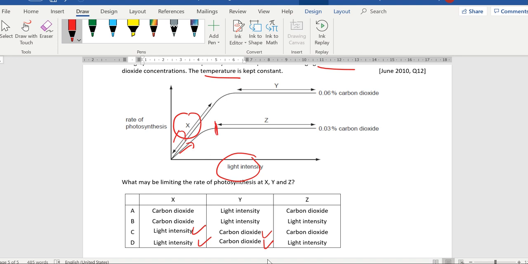At Z, we can see here, over here. So it's not light anymore, but at this point, if you increase light intensity, it's not going to increase the rate of photosynthesis. So what's limiting it? Carbon dioxide. Because as you increase carbon dioxide, you can see that the graph moves up.